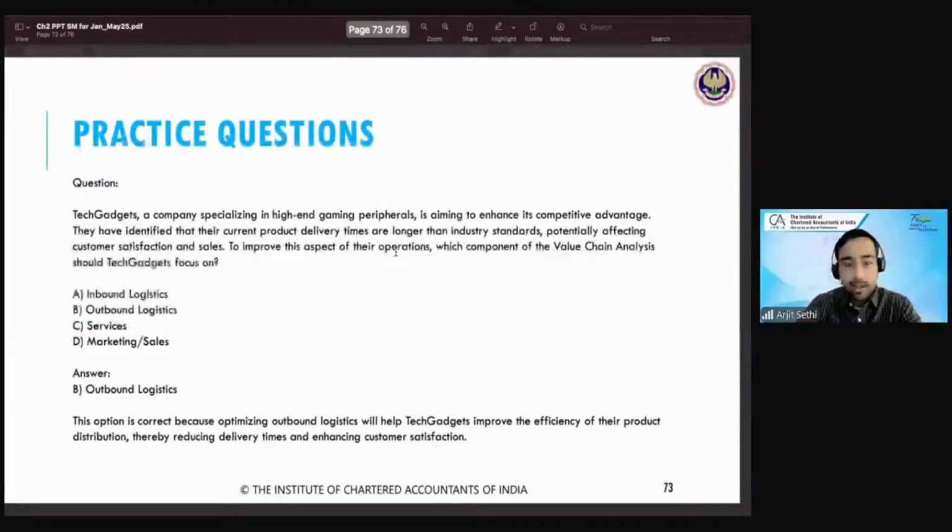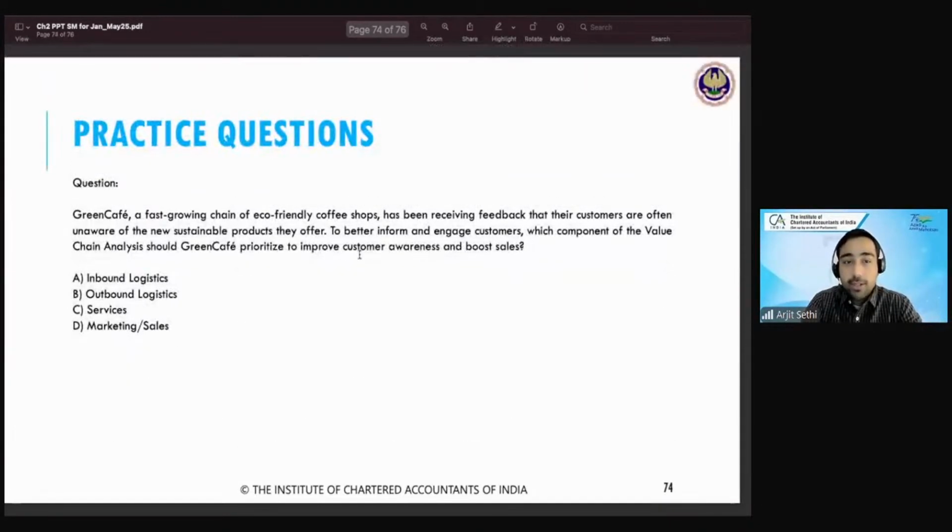Third question answer, outbound logistics. The option is correct because optimized outbound logistics will help tech gadgets improve the efficiency of their product distribution, thereby reducing delivery times and enhancing customer satisfaction. Next question on your screen, my friends.